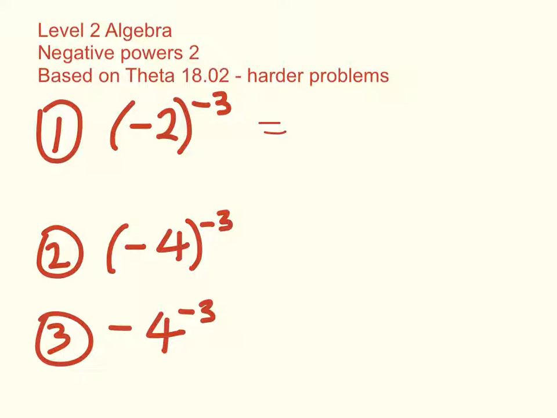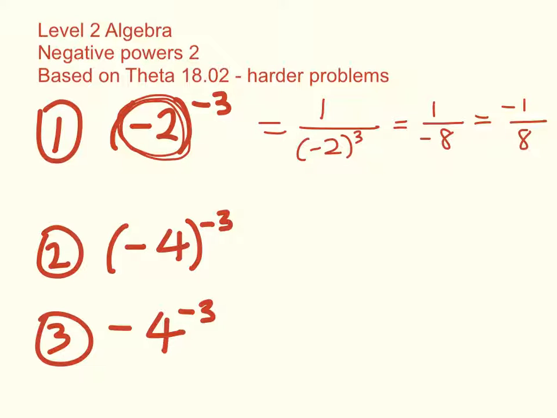What we're going to do here is keep the negative 1 times the 2 together because they're in brackets. So it will be 1 over negative 2 to the power of 3, which is 1 over negative 8, which we write as negative 1/8.